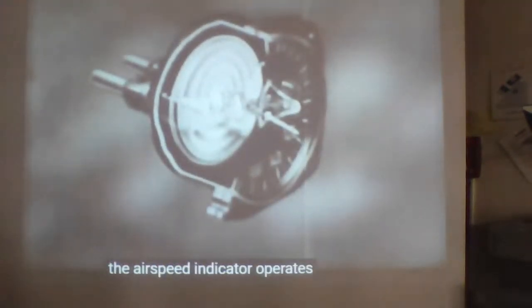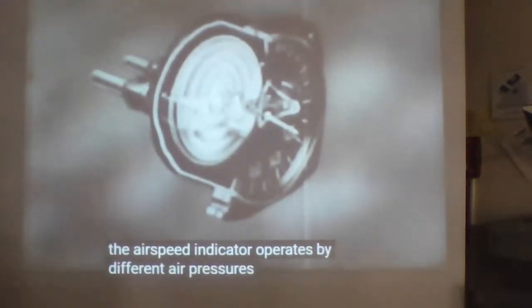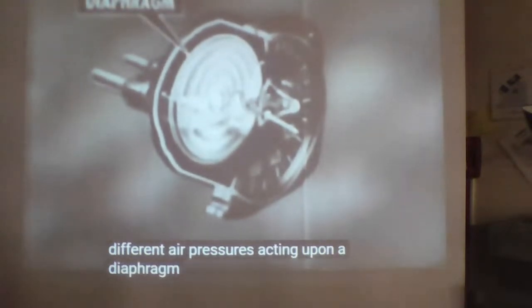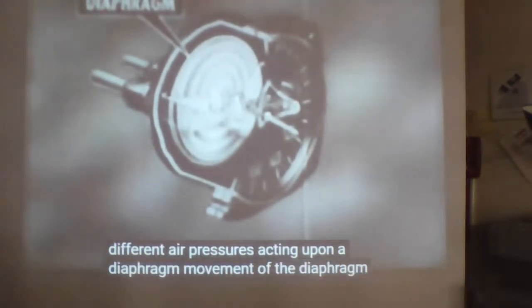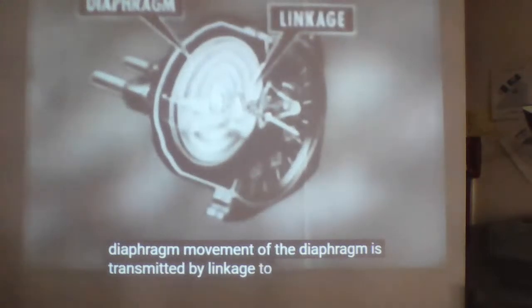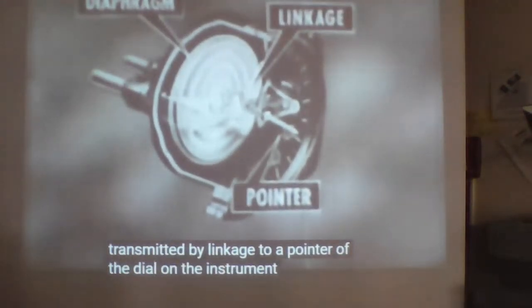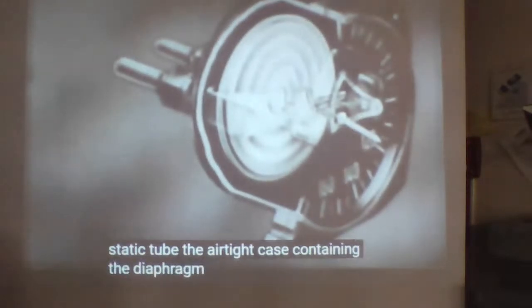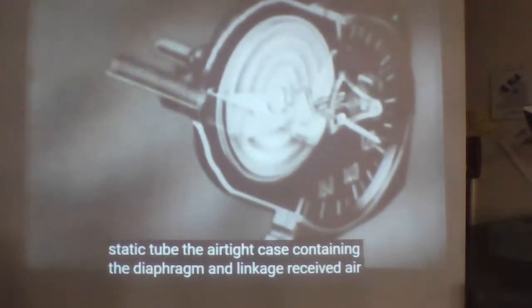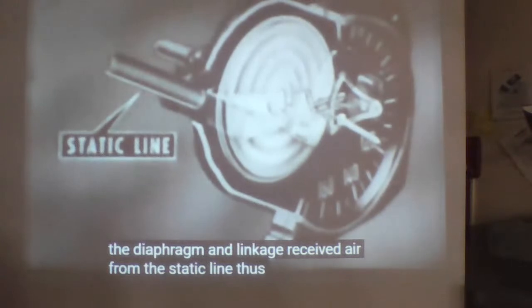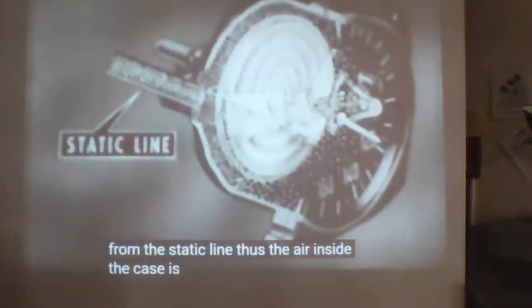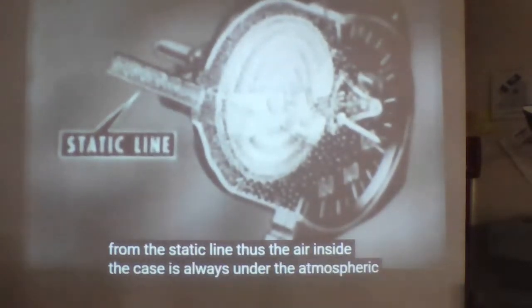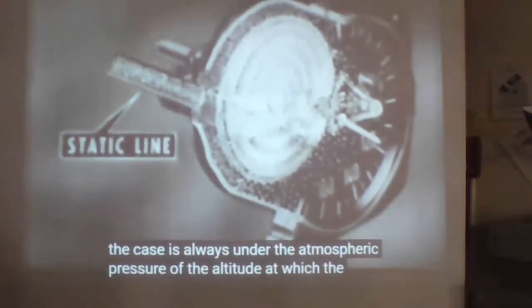The airspeed indicator operates by different air pressures acting upon a diaphragm. Movement of the diaphragm is transmitted by impulse to a pointer on the dial on the instrument panel. The air pressures are obtained from the pitot-static tube. The airtight case containing the diaphragm receives air from the static line. Thus, the air inside the case is always under the atmospheric pressure of the altitude at which the plane is flying.